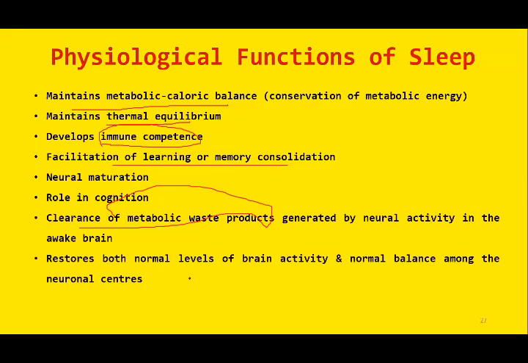So in one line, we can say sleep is important for restoring both the normal levels of brain activity and the normal balance among the neuronal centers. And we call this balance homeostasis. So this is why sleep is physiologically very important for us.